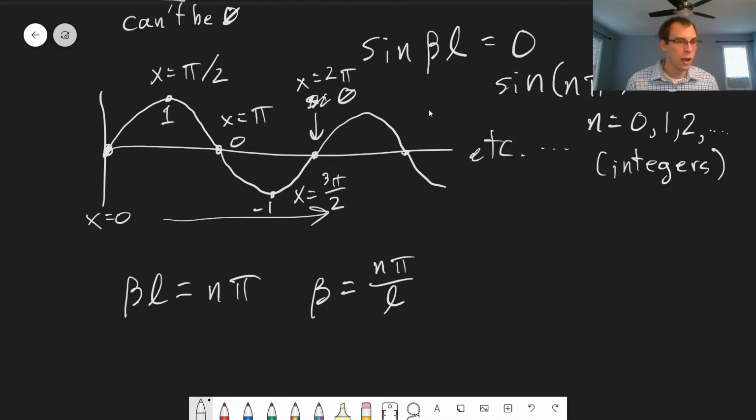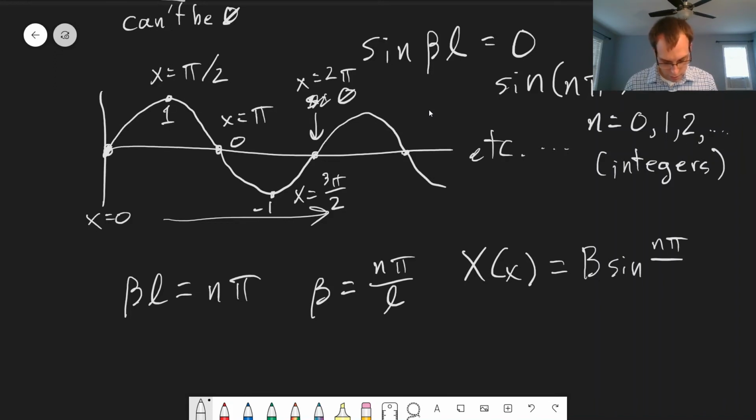And so our final solution here for the x part is that X of x is equal to our constant b, whatever that is, times sine of n pi x over L. And this is our solution to the x part of the wave equation.